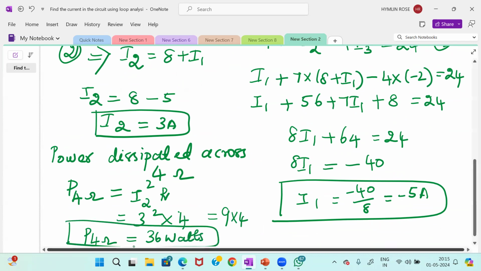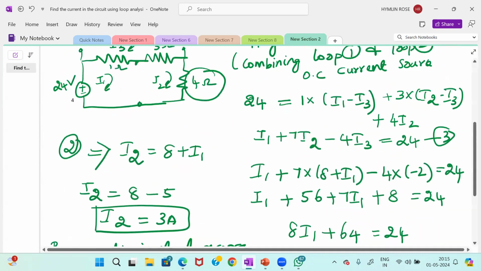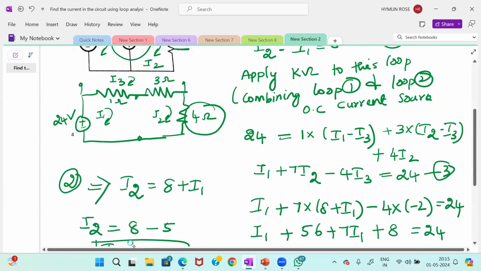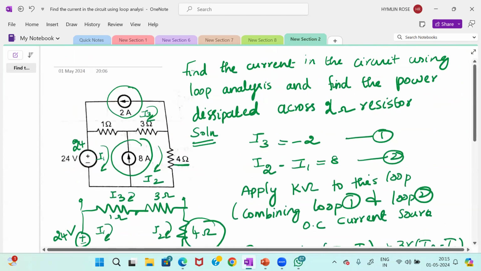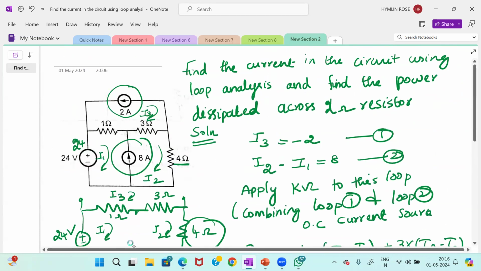So this type of problem, if it is a super mesh analysis, you have to write the current equation first and then proceed. Then you can apply normal mesh analysis, that is KVL, and solve the other things to find your currents I1, I2 and I3. The example here is a 3 loop problem. Hope you have understood. Thank you.